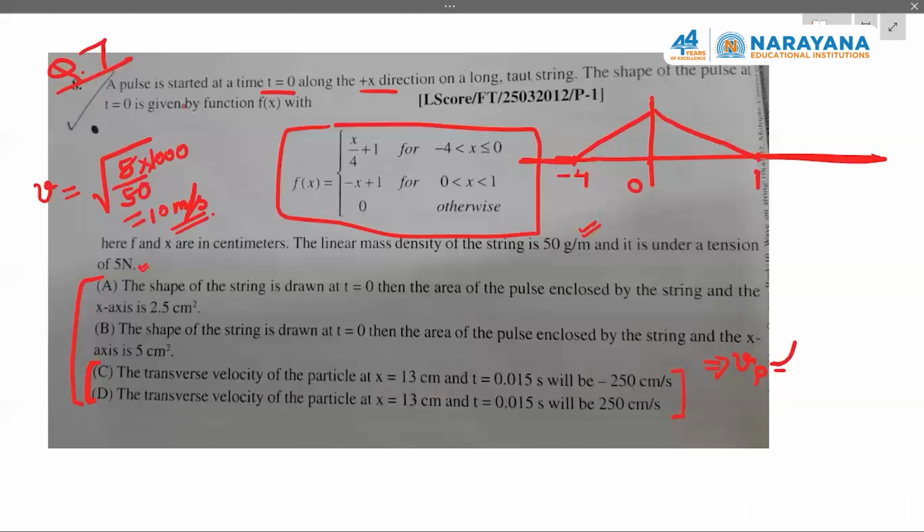So two possibilities I'm trying to write. Negative, this value here is 1, so the slope is -1 and the particle velocity is 10. So the transverse velocity, the particle velocity, will come out as 10 meters per second. And in the second case, it will be 1/4 of that, so that comes out as 2.5 meters per second.